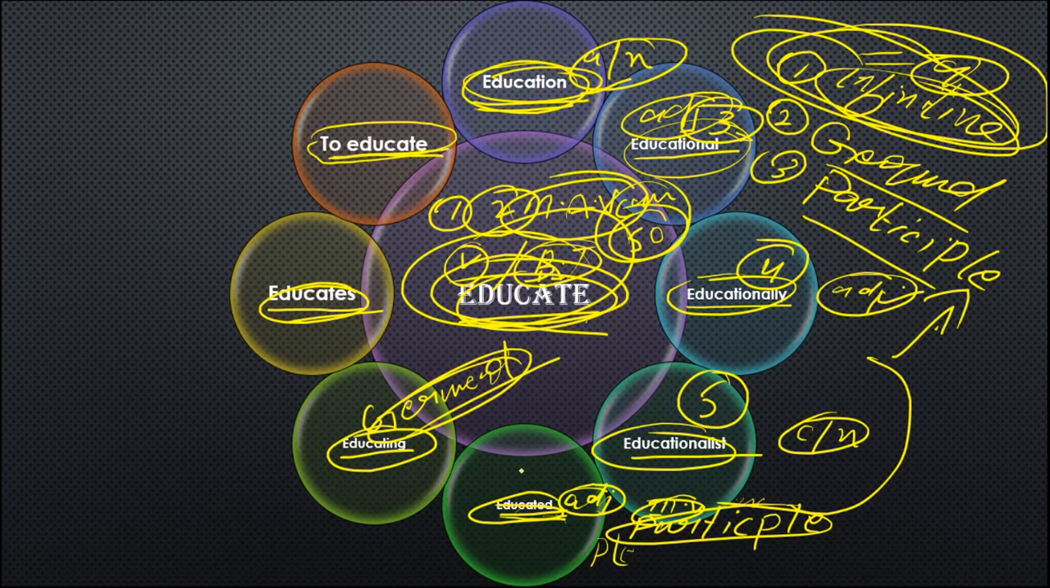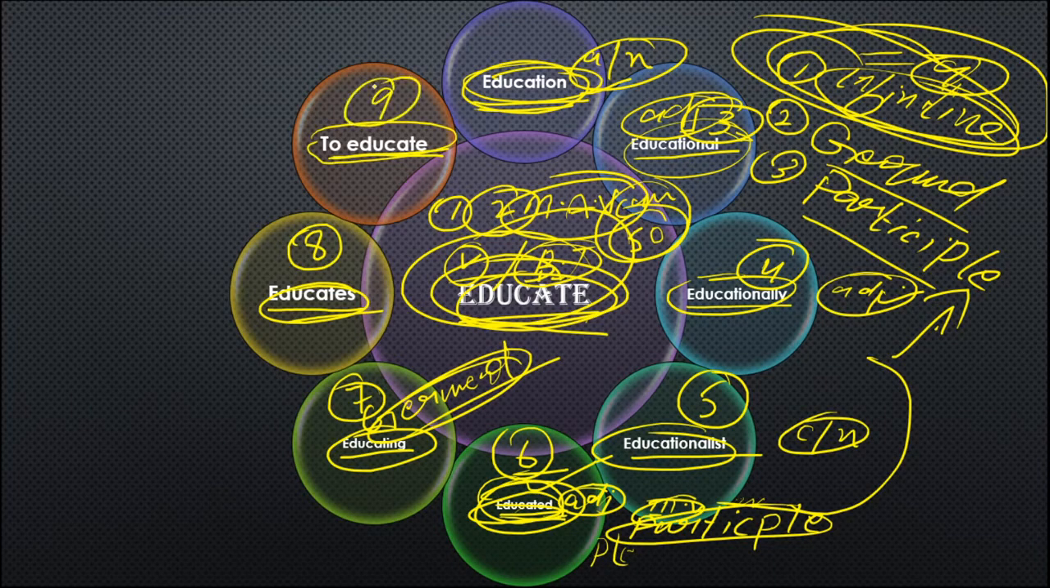And here it is working as participle, like we say educated. I say, suppose educated people are not given value in Pakistan, like me. Here it is working as participle. In the same way, seventh it is working as gerund, educating. And in eighth way it is working as the s, es, is form. In ninth way it is working as full infinitive, to educate. And in 10th way it is working as education.